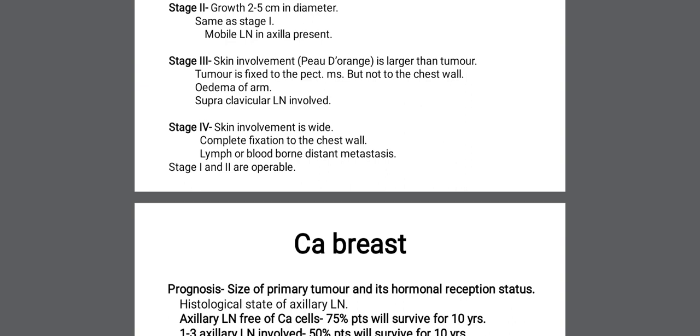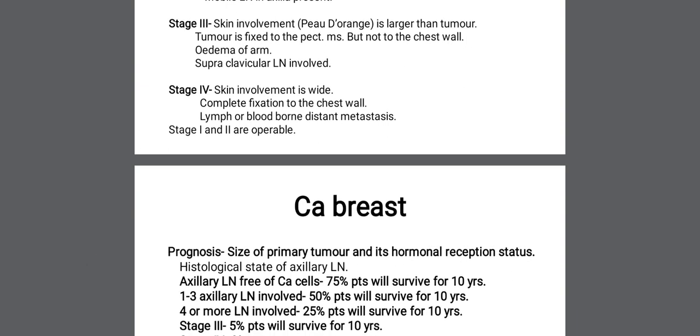So stage 4 will include widespread skin involvement. There will be complete fixation of the tumor to the chest wall. Distant metastasis, either blood-borne or lymph-borne, is there, and that will include the opposite side of the breast or axilla, or deposits in the bone and viscera such as lung and liver. Stage 1st and stage 2nd are operable.